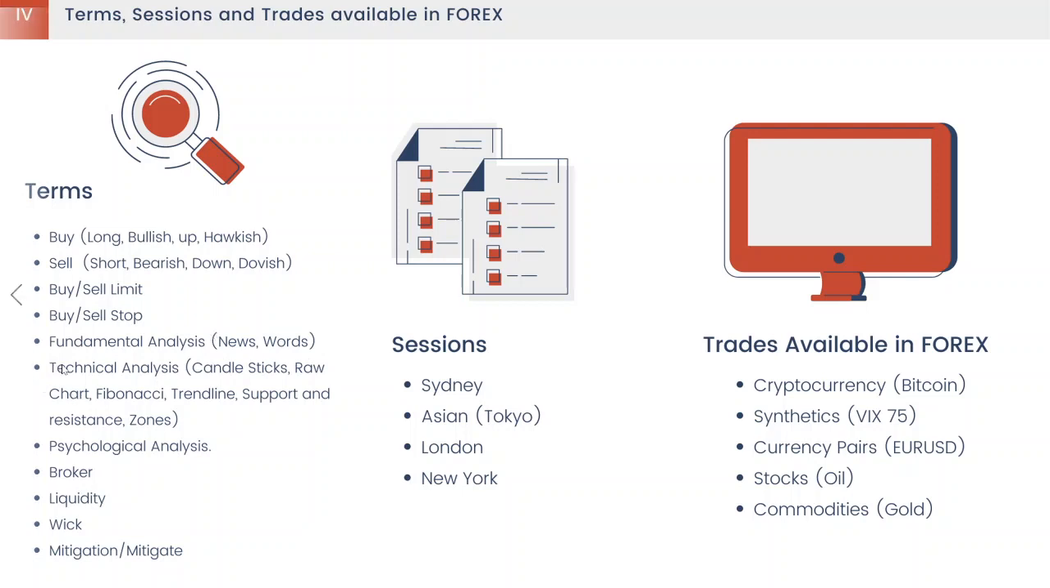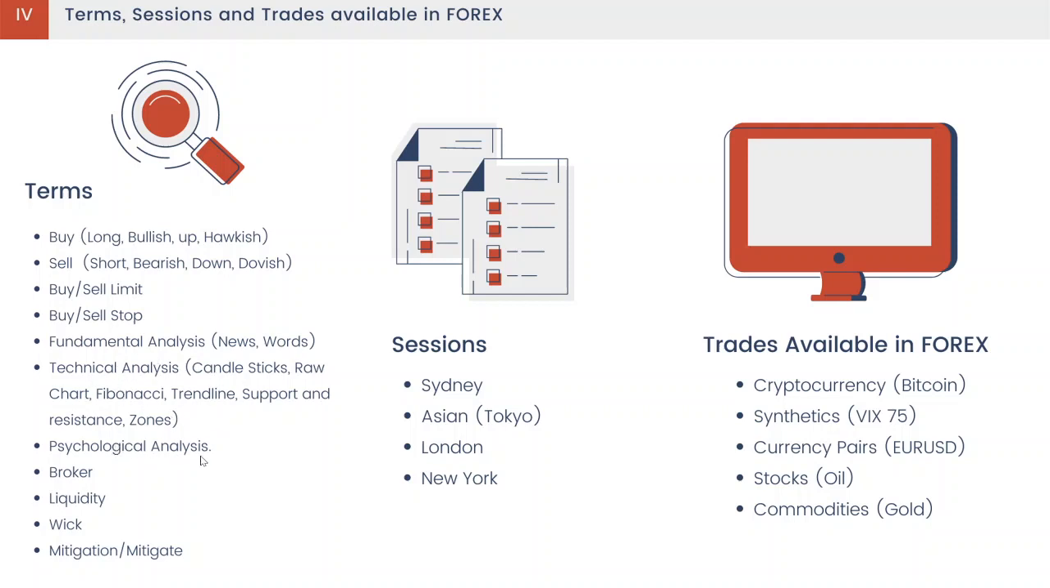And then we have the technical analysis. This involves looking at the candlesticks, knowing the kind of candlesticks you have, looking at the raw charts without even any indicators, without using your Fibonacci, without using trend lines, without using support and resistance zones or just pure zones. You can just use raw charts, pure price action, to trade, right? All of these fall under technical analysis. We'll talk about this more.